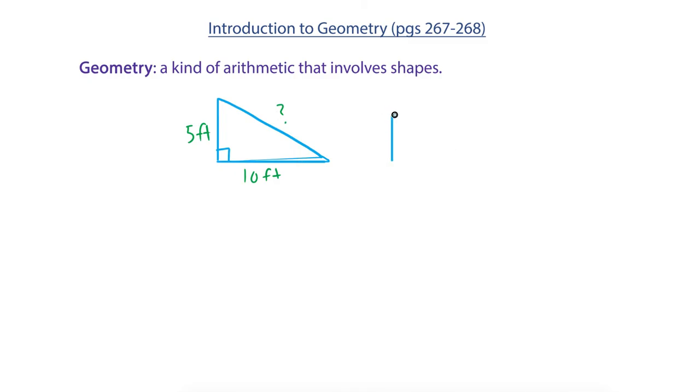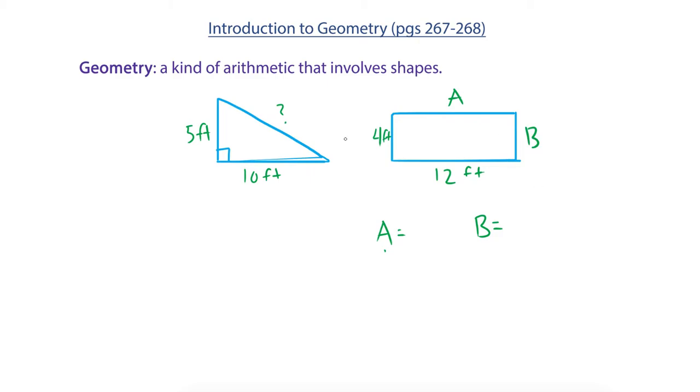Another example. Here's a rectangle. Let's say this side is 4 feet, and the bottom here is 12 feet. Another geometry question might ask you, how wide is A, knowing that this base is 12 feet wide? Or it might ask you, what is the length of B, knowing that this side is 4 feet? Those are some very simple geometry questions. As you can see, geometry involves shapes.